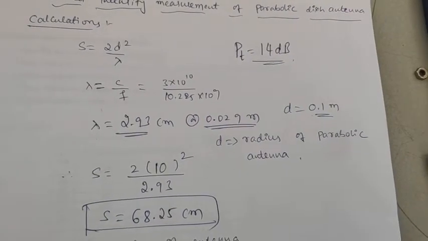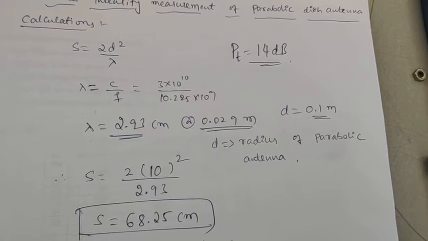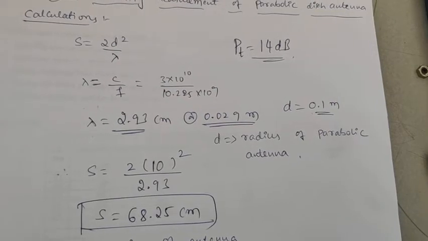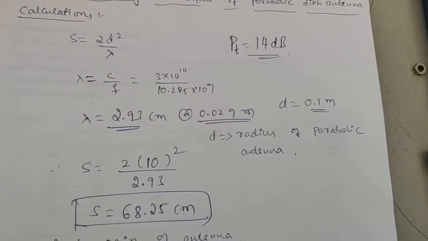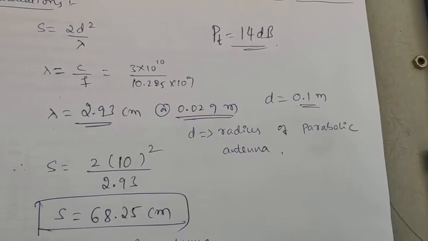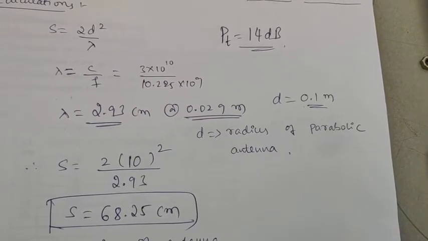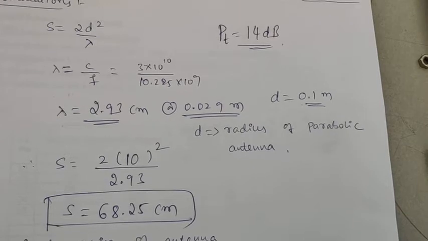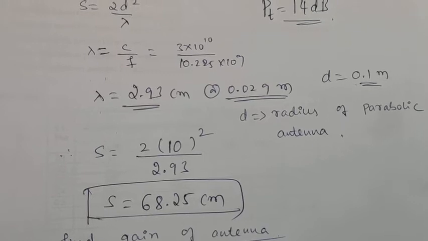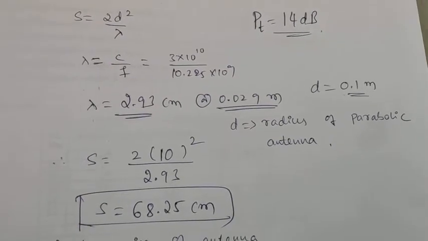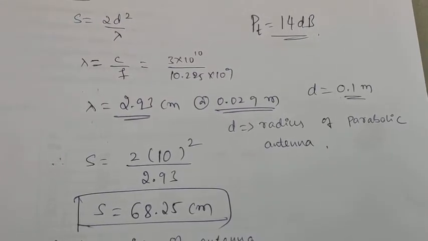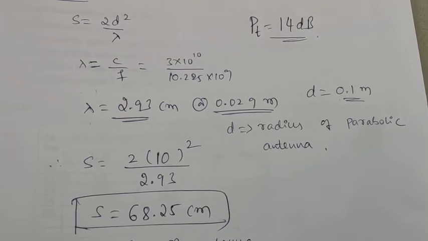Here we calculated the minimum distance, which is equal to 2d squared by lambda, where lambda is equal to c by f. In centimeters lambda is 2.93 centimeter or 0.029 meters. Here d is the radius of the parabolic antenna, 10 centimeter or 0.1 meters. Therefore the distance we got is 68.25 centimeter, and the transmitted power is 14 dB. So we need to place the transmitting antenna and the receiving antenna with a minimum distance of 68.25 centimeter.